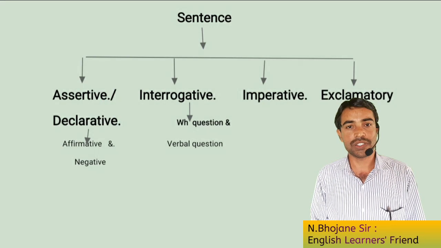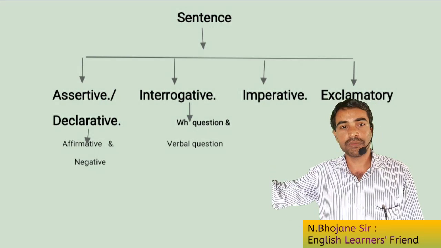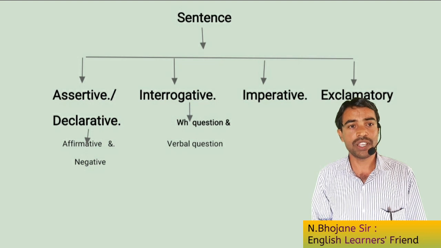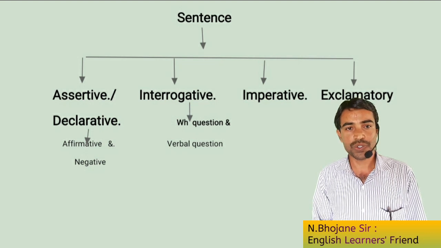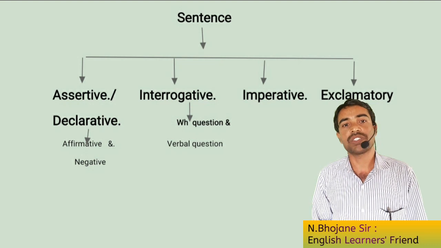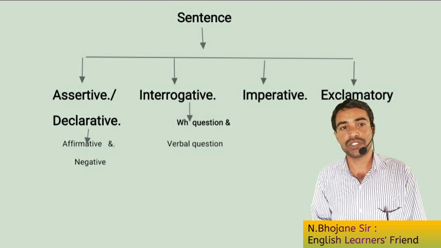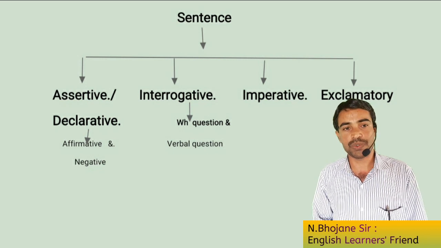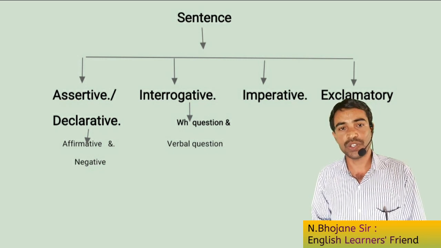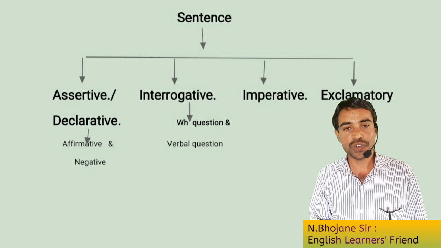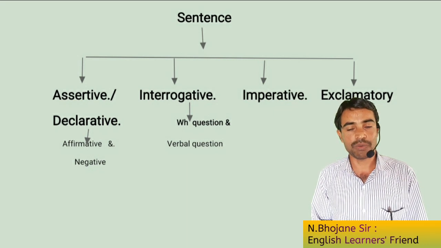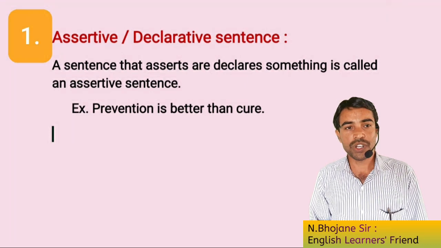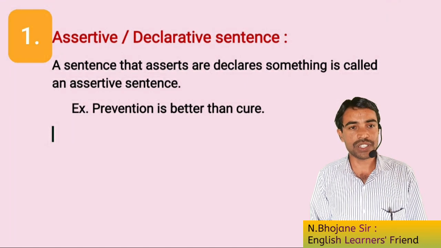Types of sentences. See the given tree diagram. There are major four types of sentences: assertive sentence, interrogative sentence, imperative sentence, and exclamatory sentence. Again, an assertive sentence has two types: affirmative and negative sentence. Interrogative sentence has two types: WH questions and verbal questions. We will learn these types of sentences one by one.